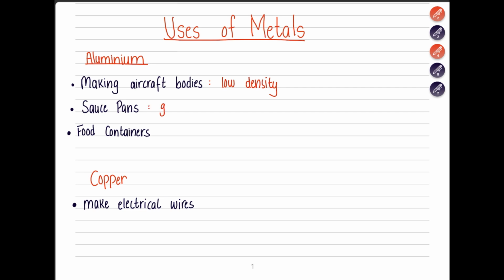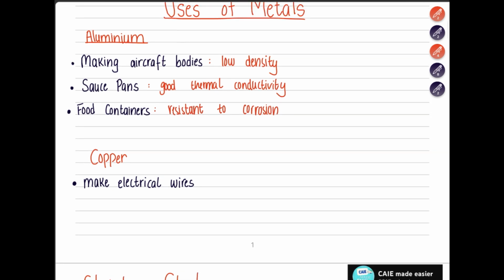Next, saucepans are also made up of aluminum. Why? Because they have good thermal conductivity, just like other metals. They conduct heat. And finally, they are also used to make food containers. Why? Because they are resistant to corrosion. If the aluminum container was not resistant to corrosion, it would spoil the food. To prevent that, we use a material that is resistant to corrosion.